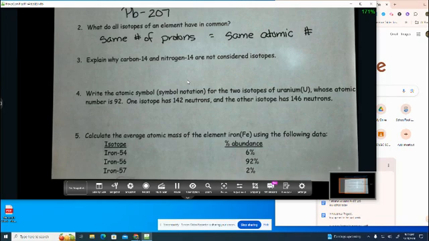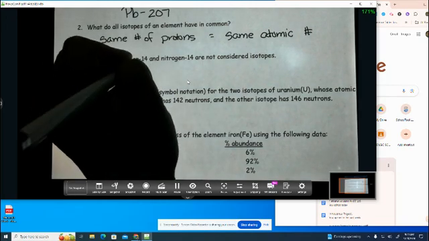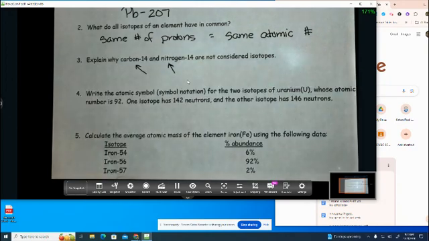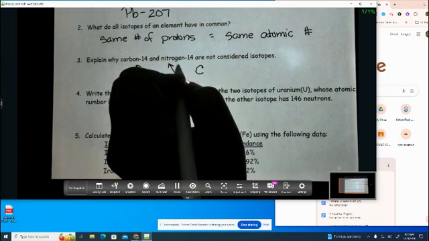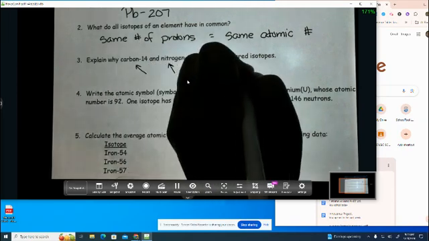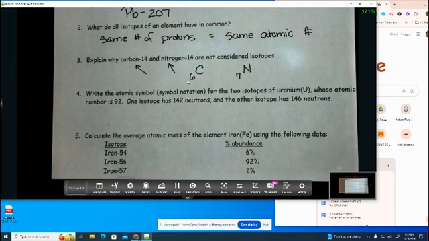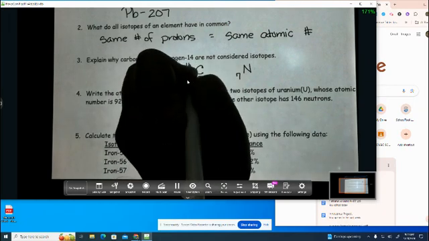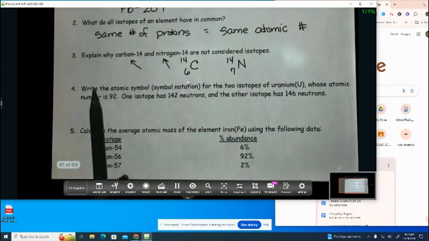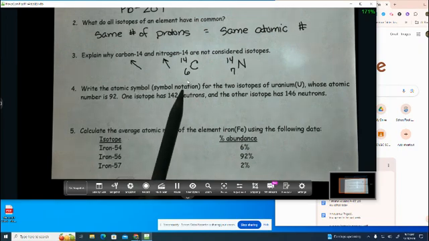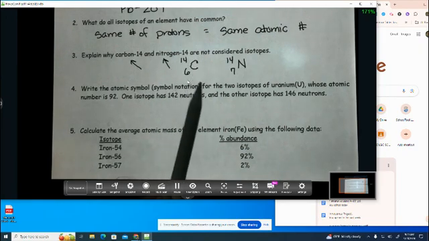Explain why carbon-14 and nitrogen-14 are not isotopes. Lily, nice and loud, like you hate me. Yell at me. Okay, they are different elements. Carbon has an atomic number of 6, and nitrogen has an atomic number of 7. They have the same mass numbers here, but that doesn't make them isotopes. The same number of protons makes them isotopes.